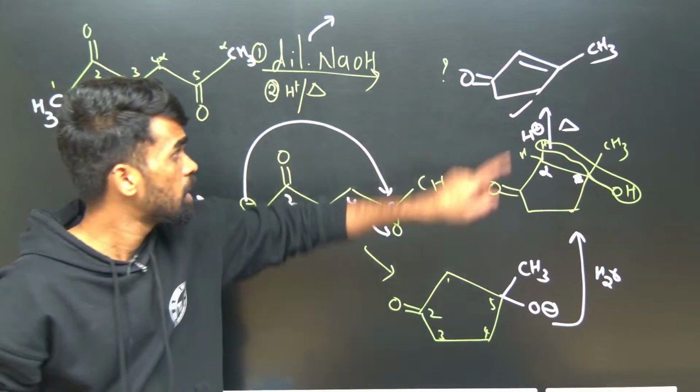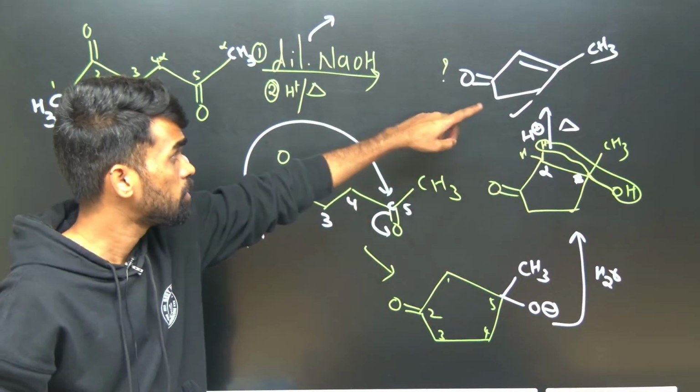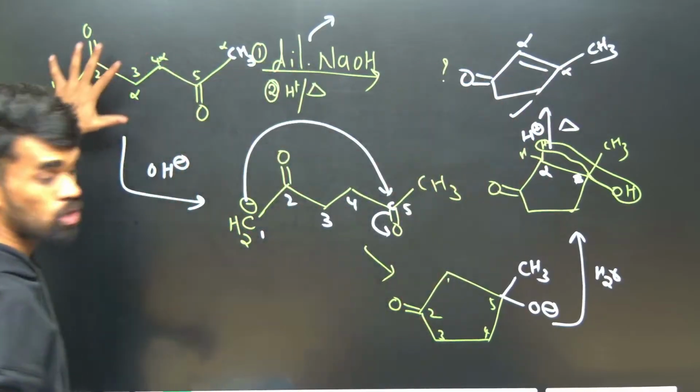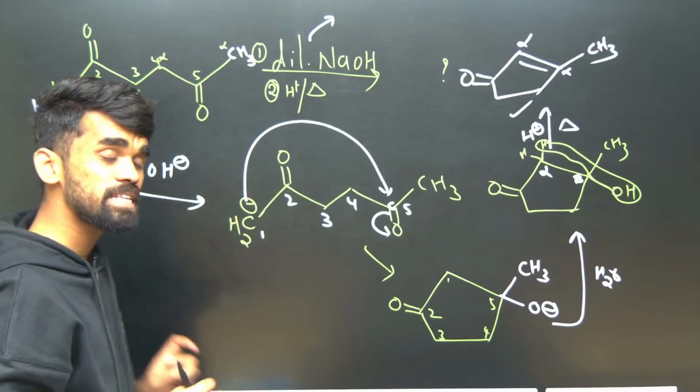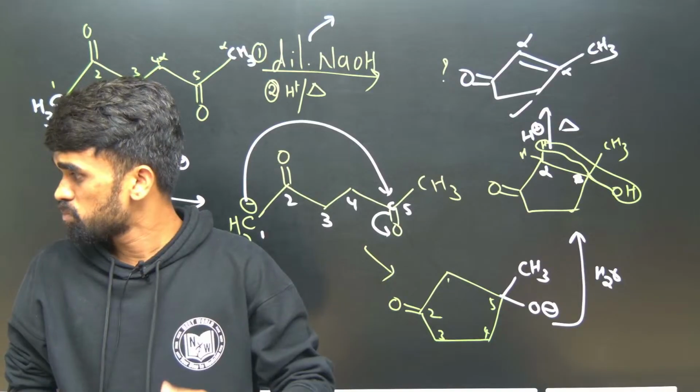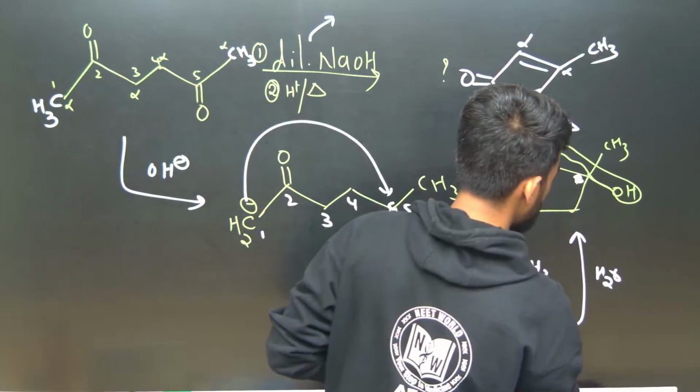Hope this is clear how this product is formed. It is an alpha beta unsaturated carbonyl compound. See, the reaction is taking place within the molecule, so you can say this is internal aldol condensation. Hope this is clear. Right now, let us move forward with a few more examples.